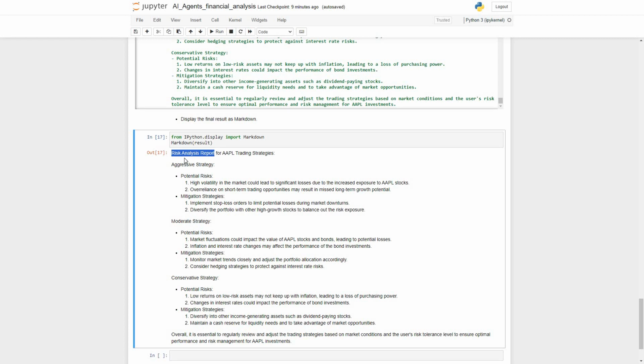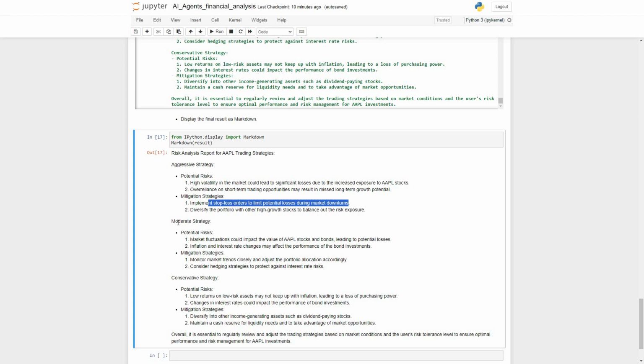So at the end, we are going to get a risk analysis report for the Apple trading strategies. If you're doing it in an aggressive way, it is saying what the potential risks are. High volatility in the market could lead to significant losses and increased exposure to AAPL stock. Over-reliance on short-term trading strategies may result in missed long-term potential. So it is saying that intraday trading is not a very good option for Apple stock. Implement stop loss orders to limit potential losses during market downturns. And diversify your portfolio with high growth stock to balance the risk exposure, because Apple is already a well established stock, so its growth potential is very limited.